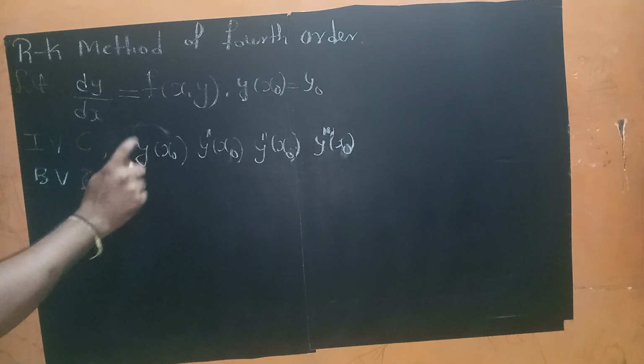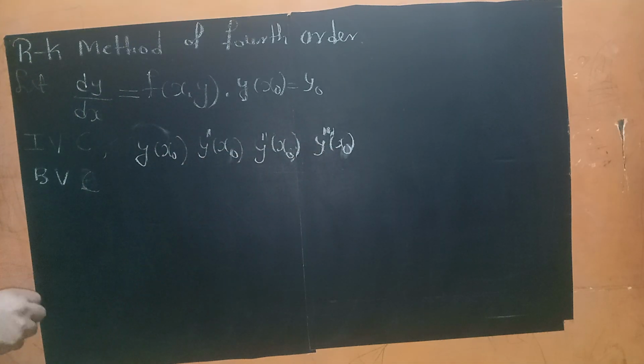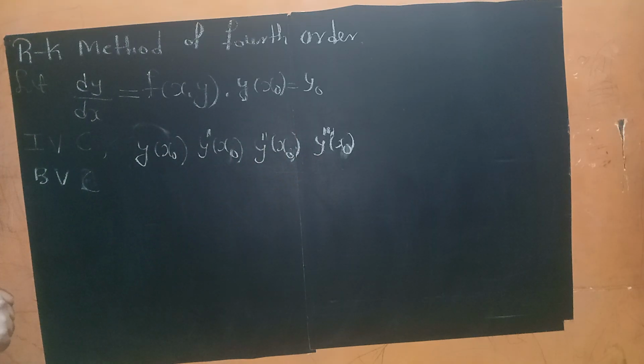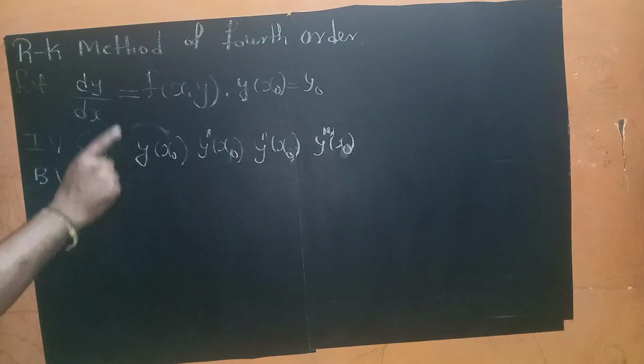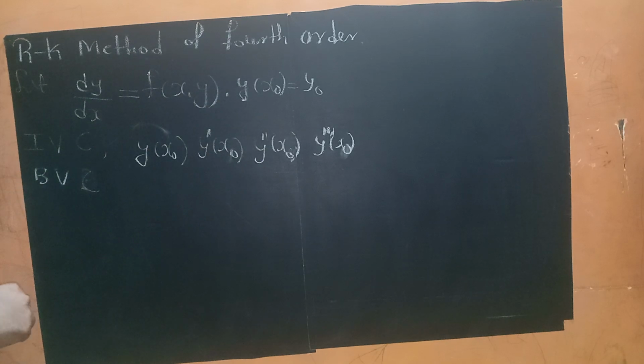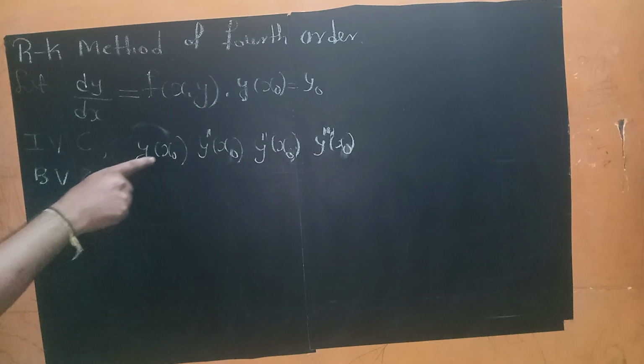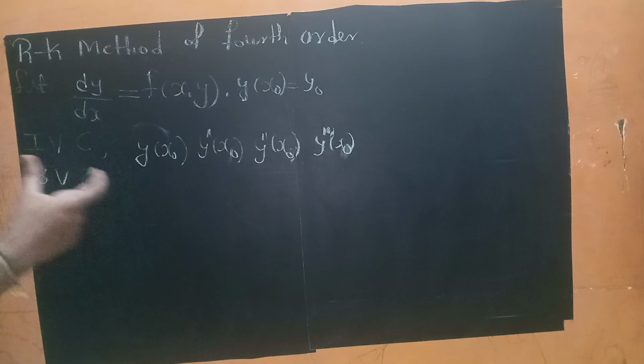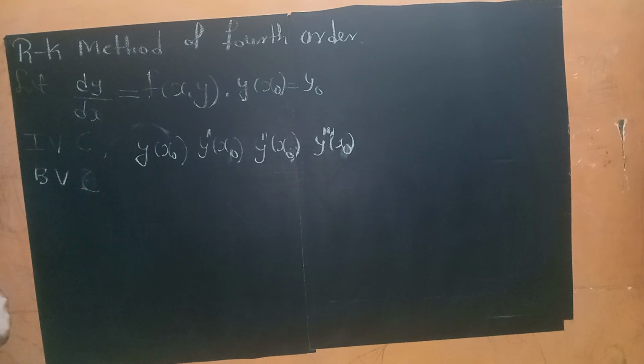A function and all its derivatives are defined at the same point, that is x naught, which we usually call the initial point. When a function and its derivatives are defined at the same point or initial point, such conditions are called initial conditions. And the problem with initial conditions is called an initial value problem.